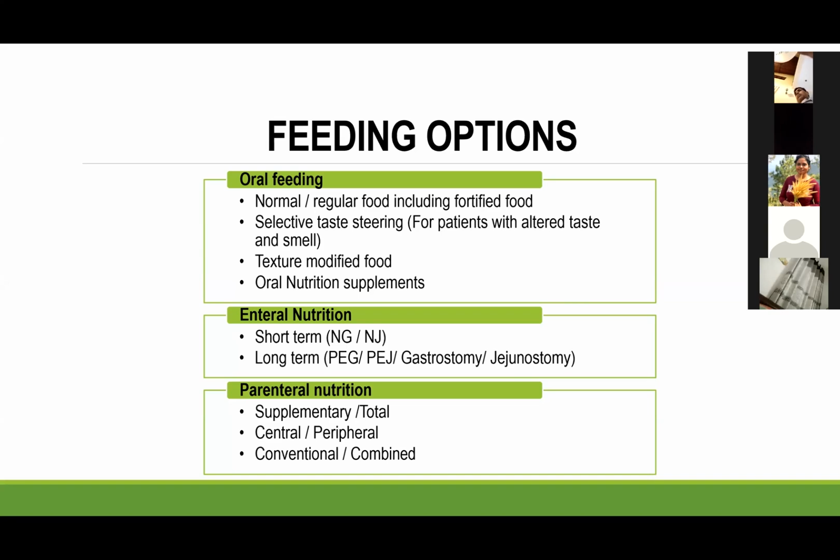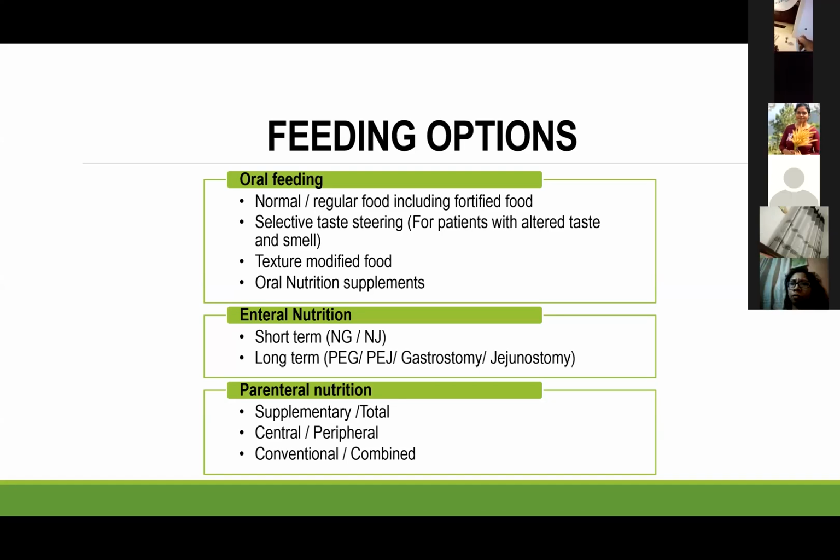Otherwise, when oral feeding and enteral feeding are not possible and the patient is not getting the required amounts, then we have to go for parenteral nutrition. It may be supplementary, or sometimes total parenteral nutrition, through a central catheter or peripheral catheter, or sometimes combined. So these are the feeding options we have to think about, depending on the type of patient, and if they are not getting their daily nutritional needs, we have to think of adapting these options.